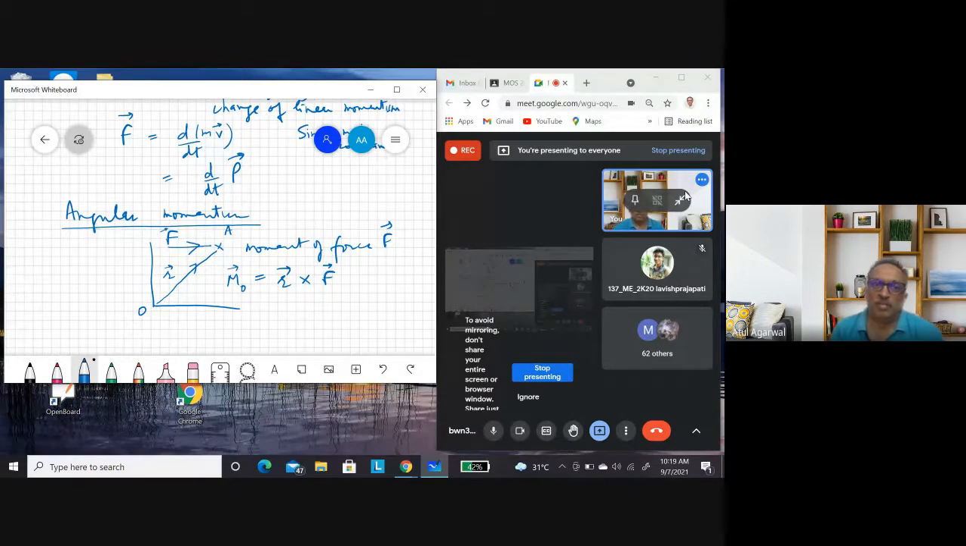We have to take the vector from the origin to any point on the line of action of the force. We take it as the point where the force is applied. So r cross F becomes the moment. Now we can replace F by m dv by dt, Newton's second law.